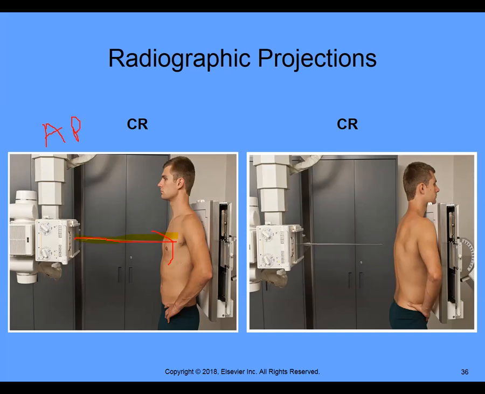Again, all we're doing is describing the path of the central ray. In the second picture, because it's going in posterior, this is a posterior aspect of the patient, and exiting the anterior, then this becomes a PA, posterior anterior projection. So again, describing the projection, the path of how X-ray travels through the patient. This is an anterior posterior, and the second picture is posterior anterior.